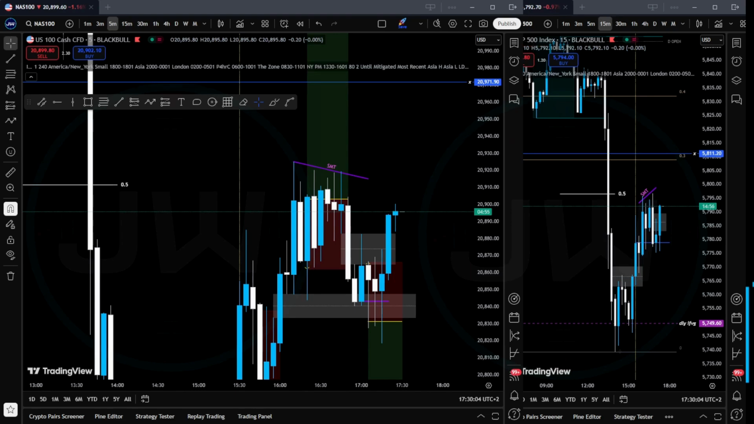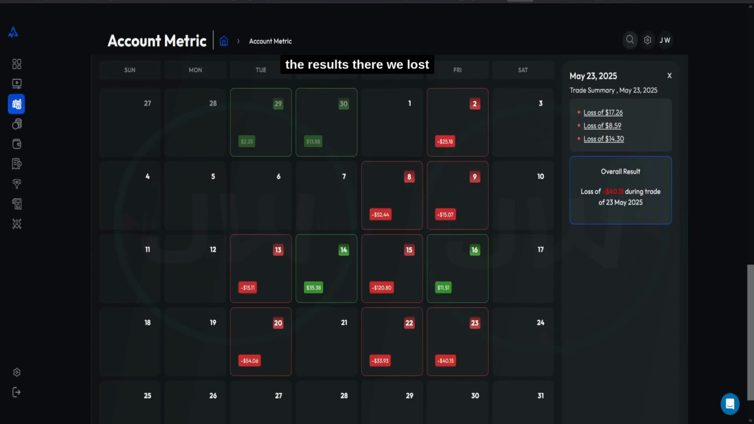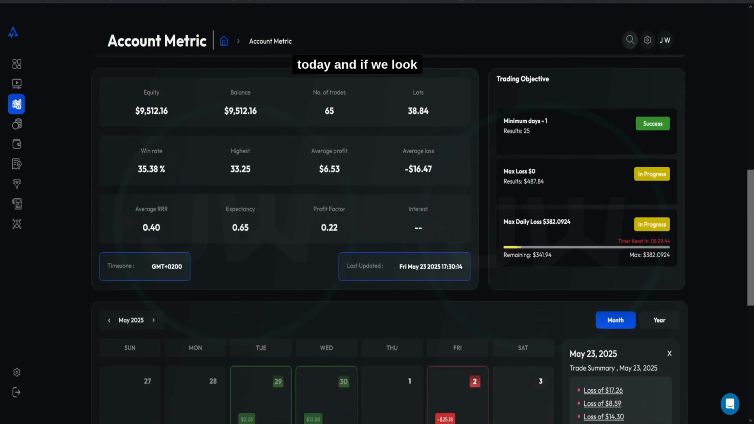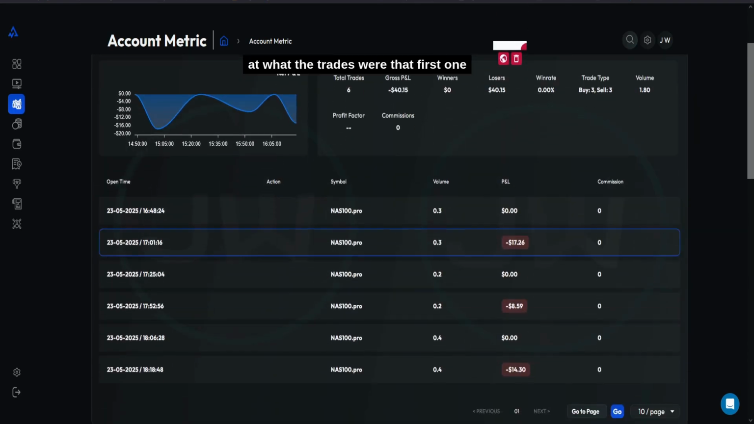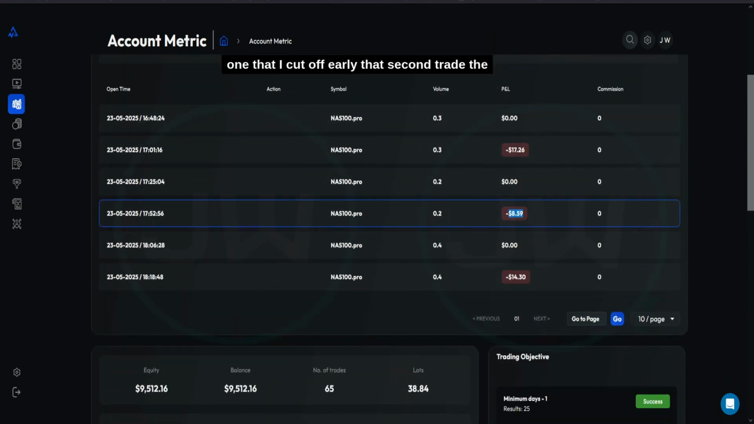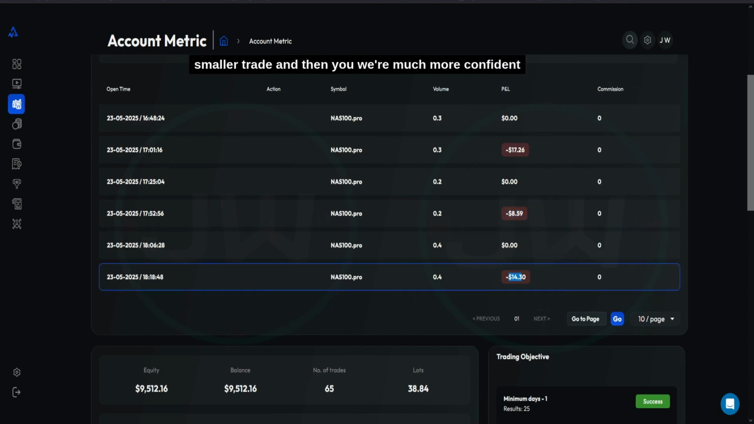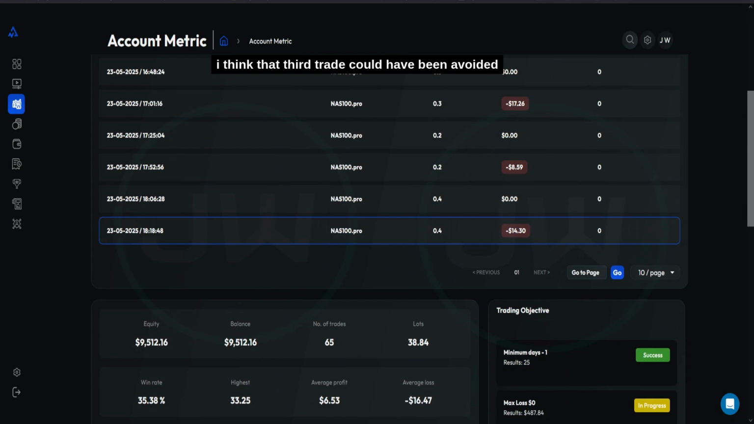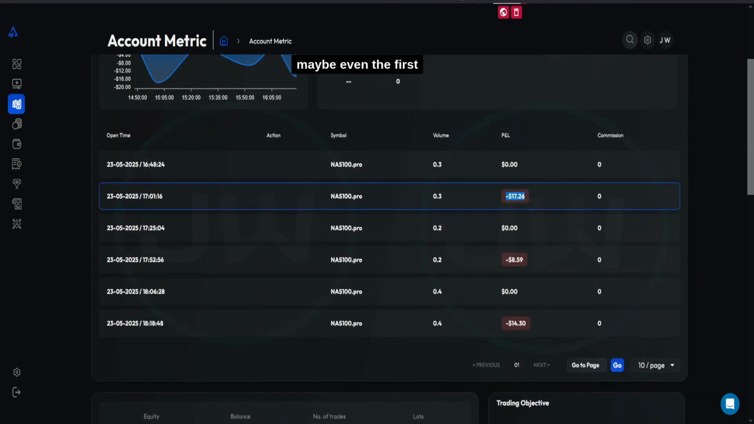So yeah, as you can see, if we go on to the results there, we lost $40 in total today. And if we look at what the trades were, that first one, $17.26. The one that I cut off early, that second trade, the buy, was a very much smaller trade. And then we were much more confident with this trade, making a bigger contract size. And so that's why we lost a bit more on that. So I think that third trade could have been avoided. Maybe even the first trade.